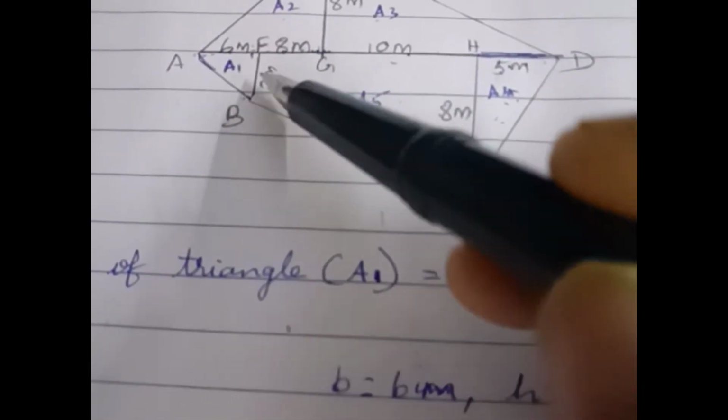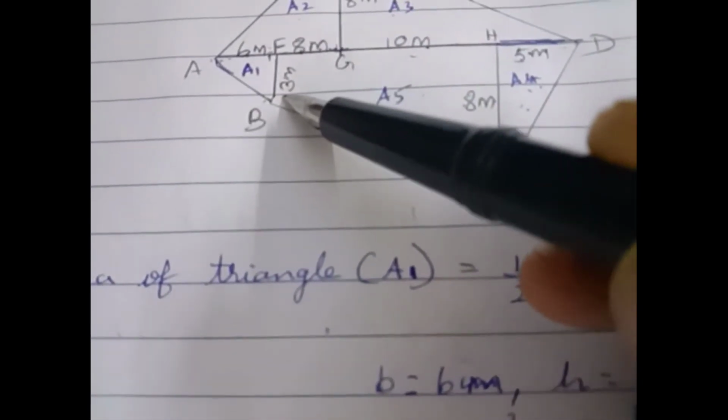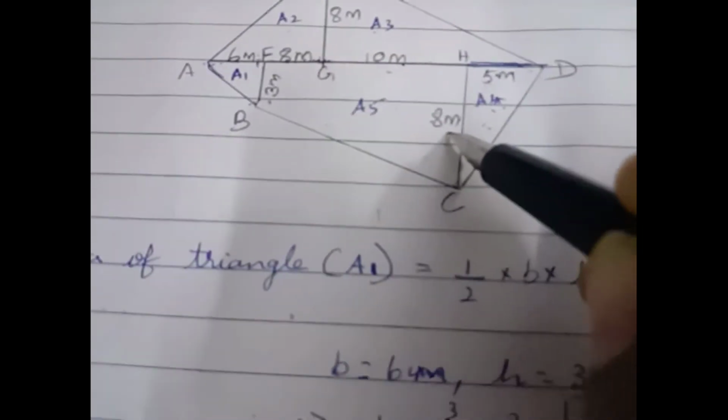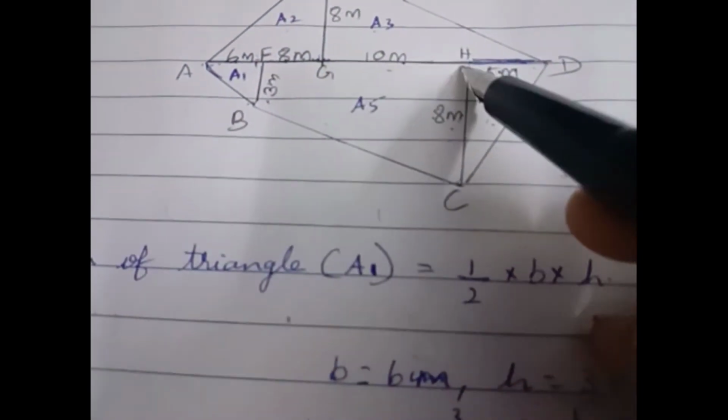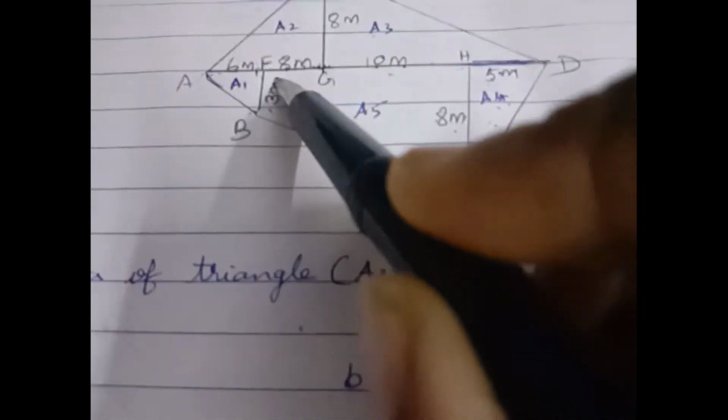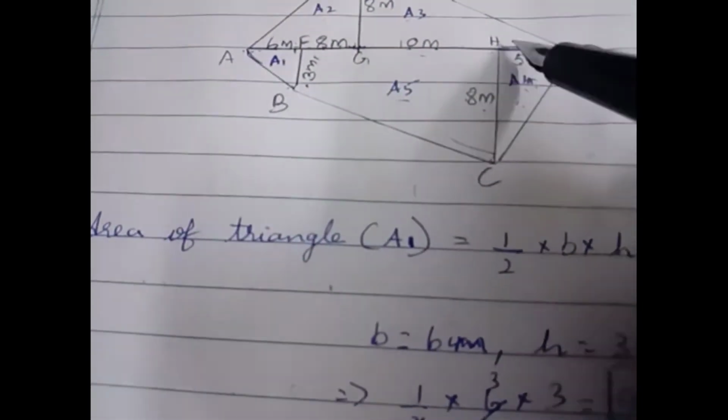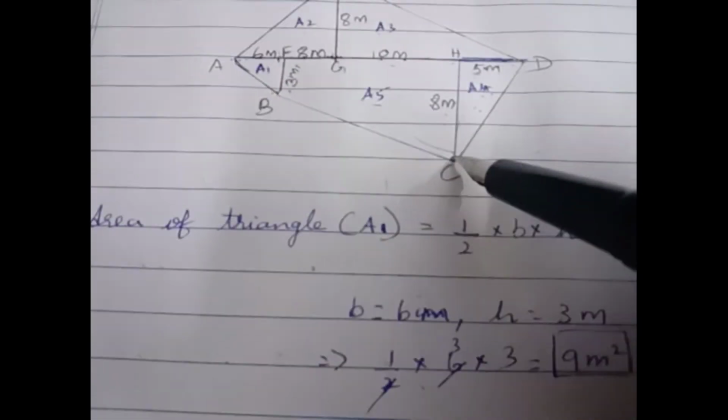Now next one, if you see here, you will get the trapezium. Here A value is 3 meter and B value is 8 meter. Now the height value is 10 plus 8 is 18. So your fifth figure is trapezium. So you have to use a trapezium formula.